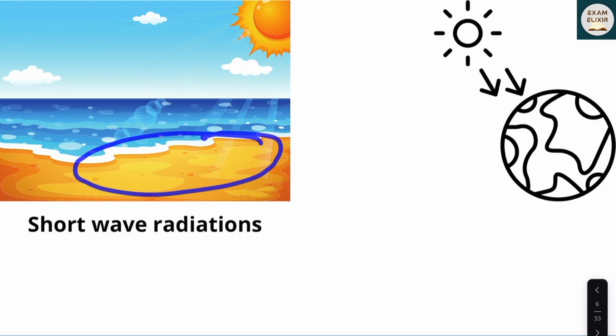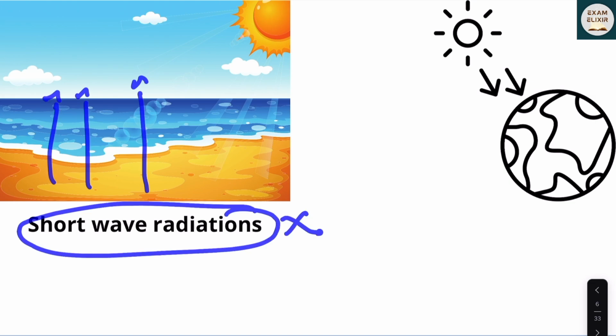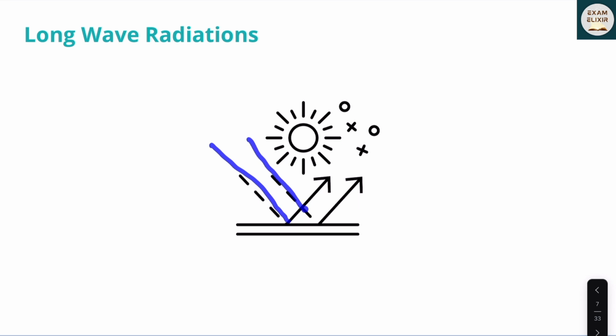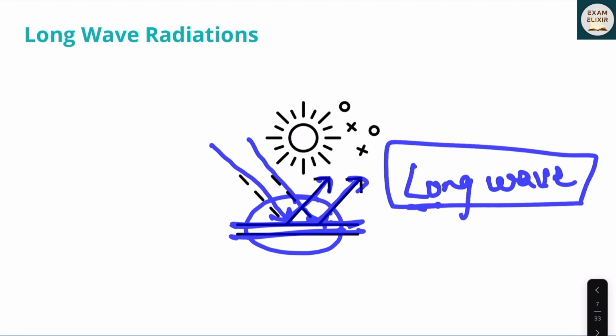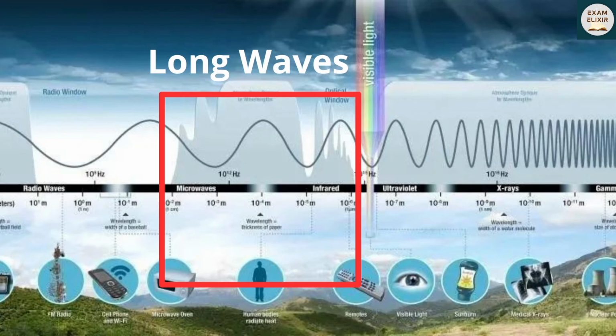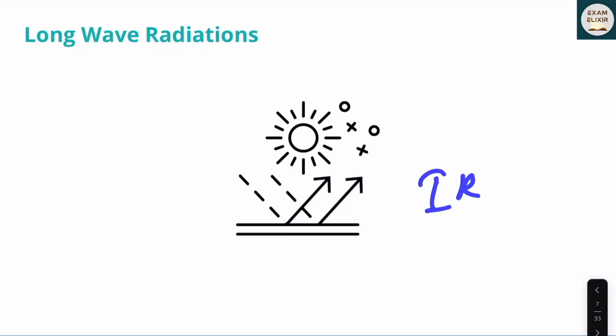Once the earth is heated by absorbing the short wave radiations from the sun, the earth starts emitting radiations back. The radiations which the earth emits back are long wave radiations. So these are the sun rays which are coming and hitting the surface of the earth. The surface of the earth absorbs these radiations, and after that it releases radiations in the form of long waves. What do I mean by long waves? Long wave radiations are those radiations which have long wavelength. For example, infrared radiations.